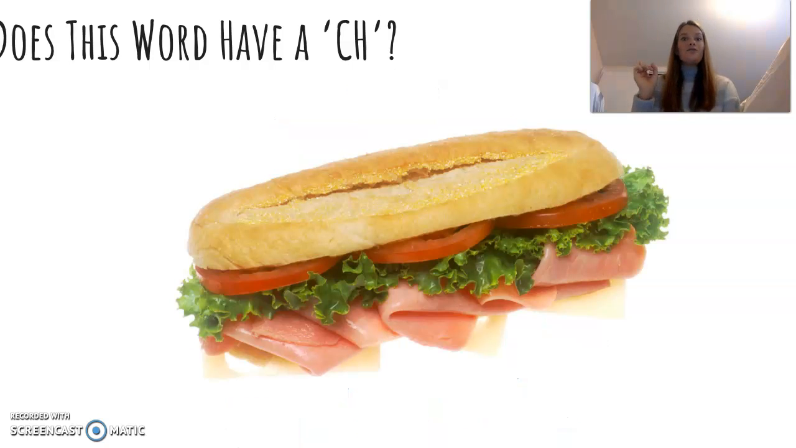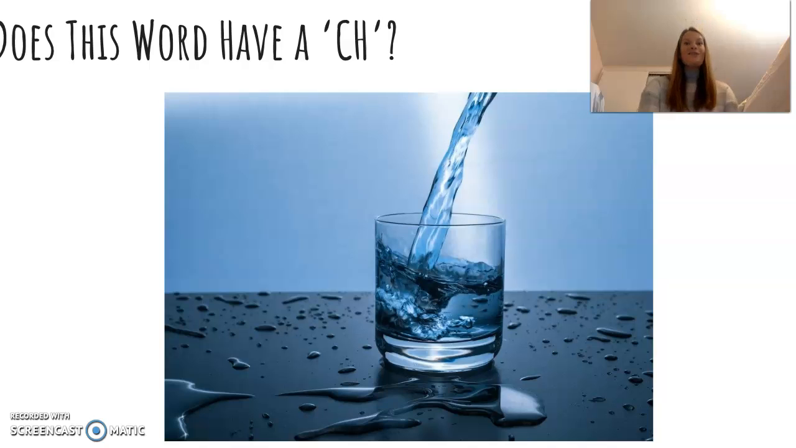Now, this one can be kind of tricky. Make sure you say the whole word out loud, okay? It does. Now, where does this CH appear in this word? Does it appear at the beginning of the word or at the end of the word? That's right, at the end of the word. Sandwich. Remember, when you put C and H together, it sounds like ch. Yeah, let's keep going. All right, this is our last one. Does CH appear in this word? No, right? This is just water. There's no CH in this one.